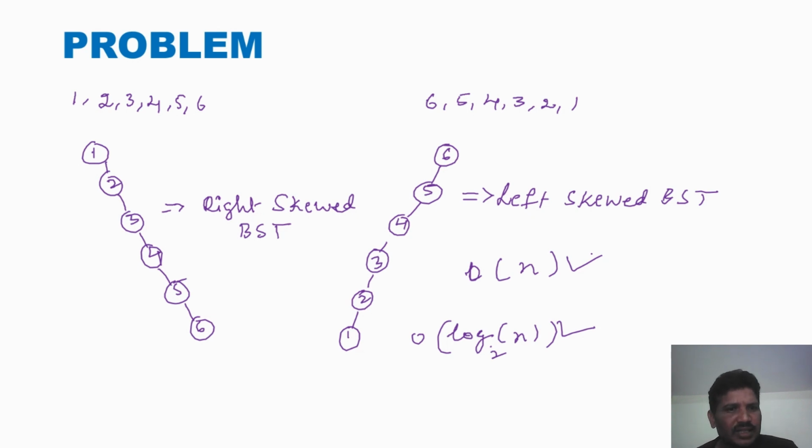Then the balanced binary search tree means the height difference would be either 0 or 1 or minus 1, not more than 1. Okay, those types of trees are called the balanced binary search tree. Okay, when you come to the next slide, this is the way you can insert.